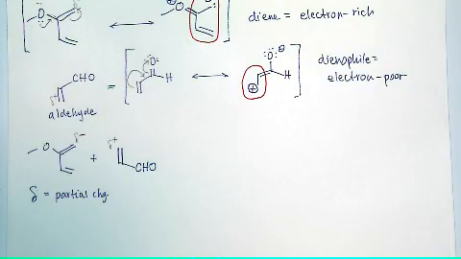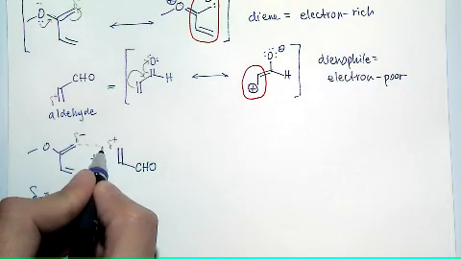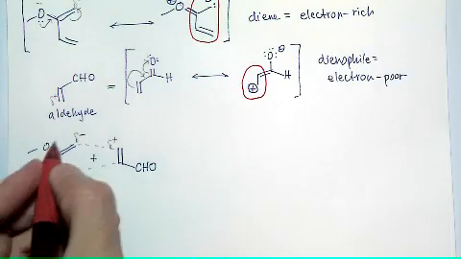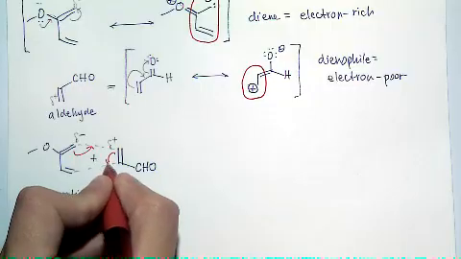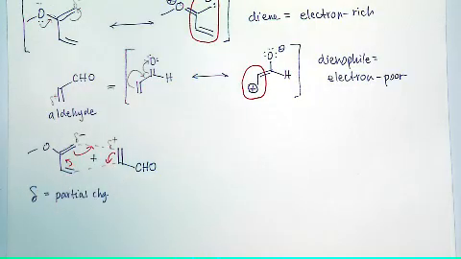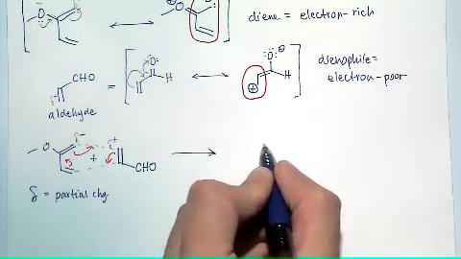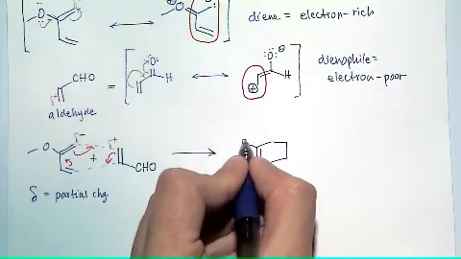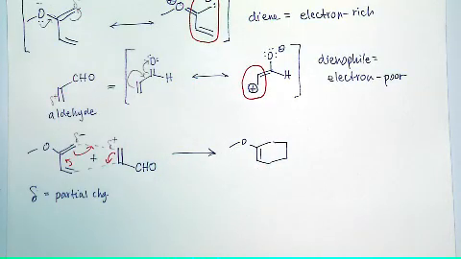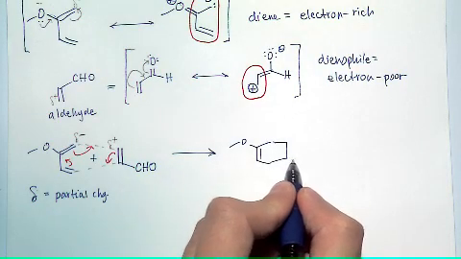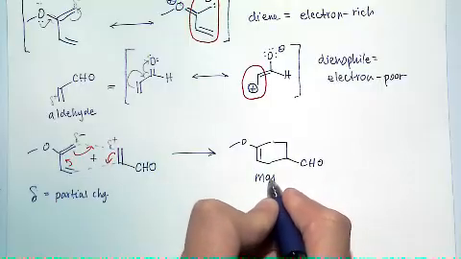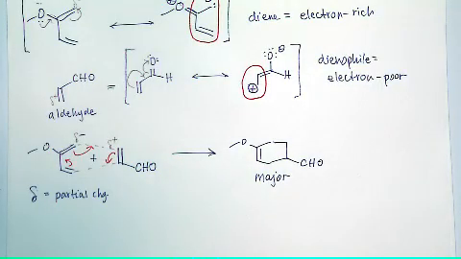Okay. Now, when we form our bonds, we just do this the same way that we have always been doing it. And now, we've got our methoxy group there. And as I said, for the major product, we've got the aldehyde down at the bottom.